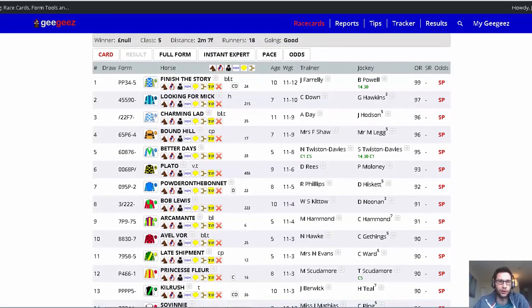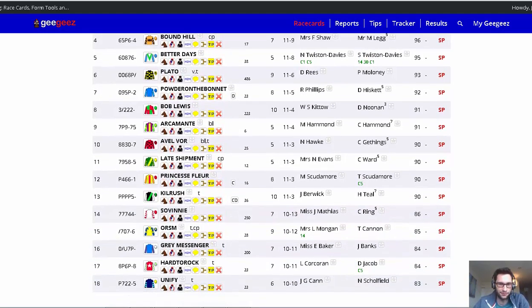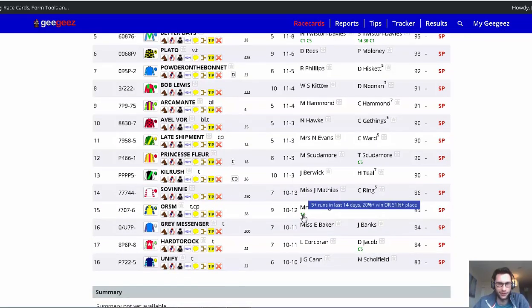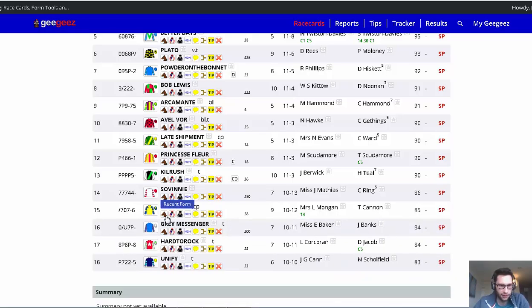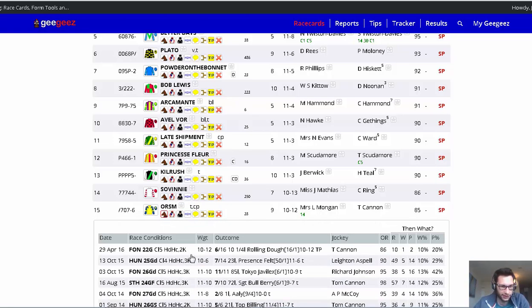Miss Mongan has a green 14, 5+ runs in the last 14 days, 20% win. That indicates she's in form. Let's have a look. And she is in form. The horse, let's have a look. Ran a handicap hurdle after a break. Tongue tie and cheek pieces, same on again here.